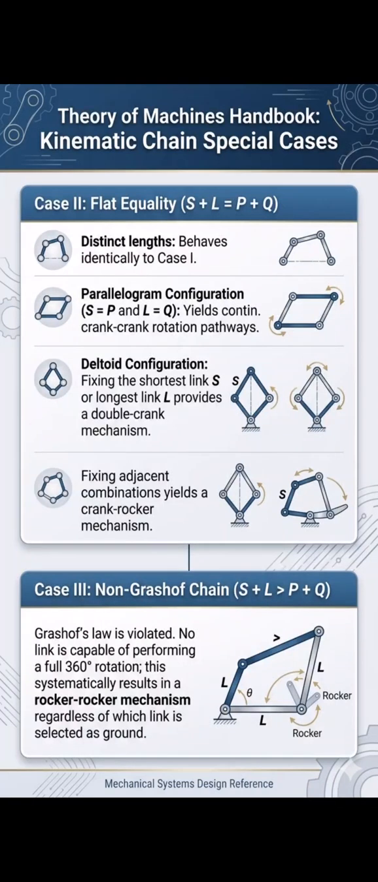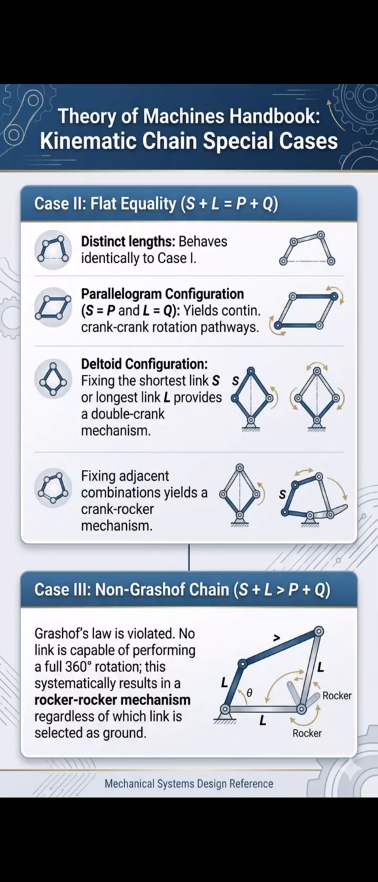Flat equality: S plus L is equal to P plus Q. Distinct lengths behave identically to case 1. Parallelogram configuration: S is equal to P, L is equal to Q, yields a continuous crank-rocker rotational pathway. Deltoid configuration: fixing the shortest link S or longest link L provides a double crank mechanism. Fixing an adjacent combination yields a crank-rocker mechanism.